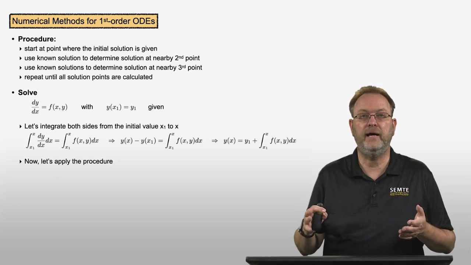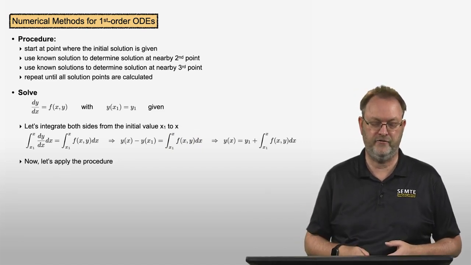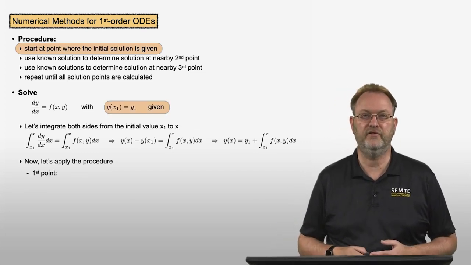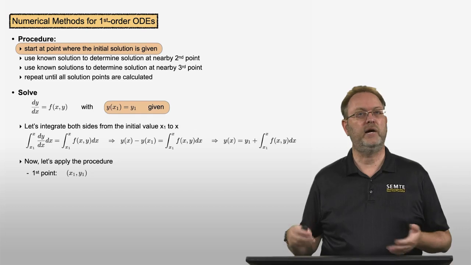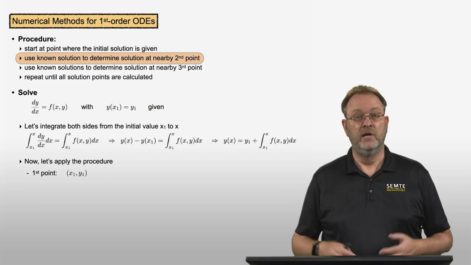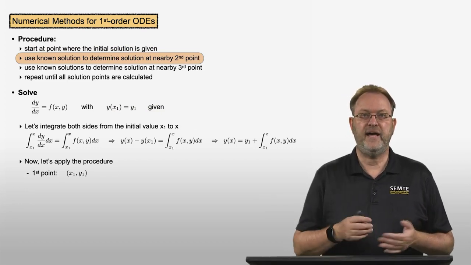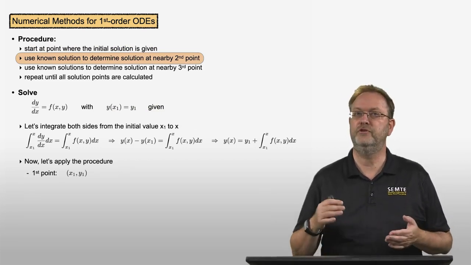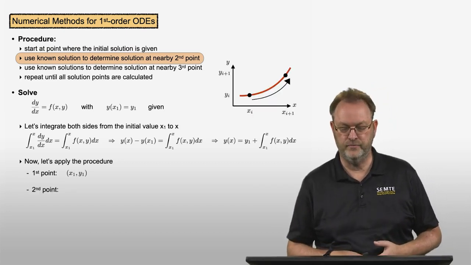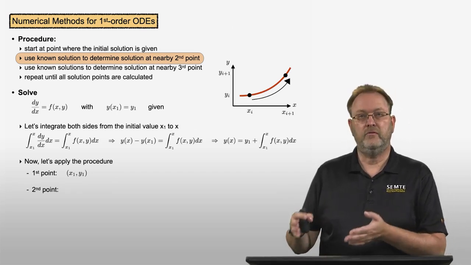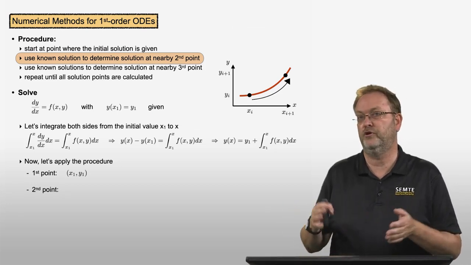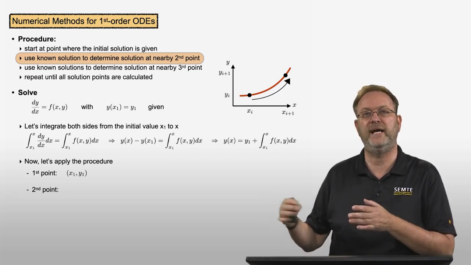Now let's apply the procedure that we've outlined above. So we start at a point where the initial solution is given. The first point is x1 and y1, because that's given by the initial constraint. Then knowing this solution x1 and y1, let's use that to determine the solution at the nearby second point, x2, y2. So in the graph here on the right, we'll start at a general xi, yi, and we want to go to the neighboring point xi plus 1, yi plus 1.